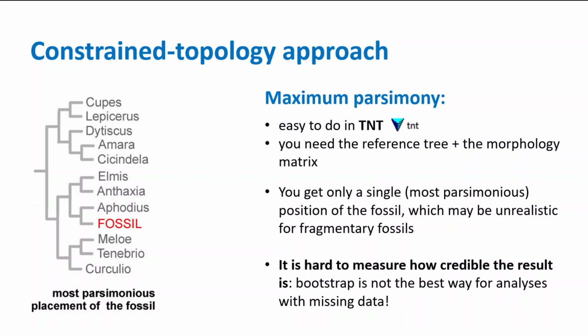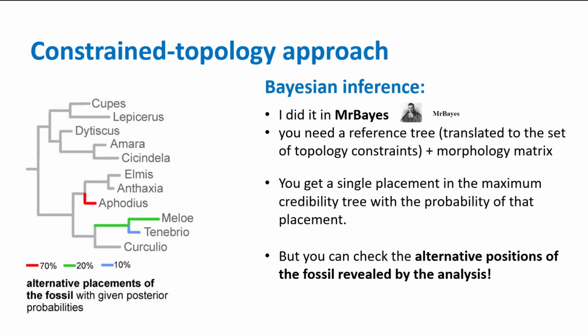And moreover, it is a little bit difficult to measure how much you can trust the result, because the usual way we use for maximum parsimony is bootstrapping. But if you have lots of missing data, bootstrapping is not a very accurate way to measure that. But still, it's possible. For the Bayesian inference, I did it in MrBayes. You also need a reference tree, which has to be translated to a set of topology constraints using an R script. And then you need a morphology matrix, the same as in maximum parsimony.